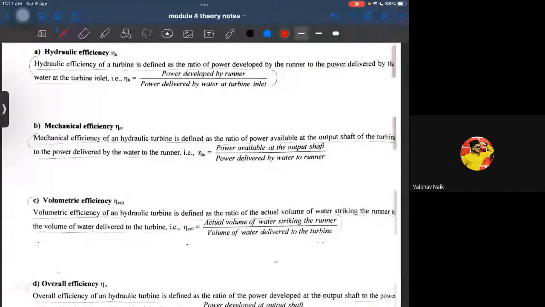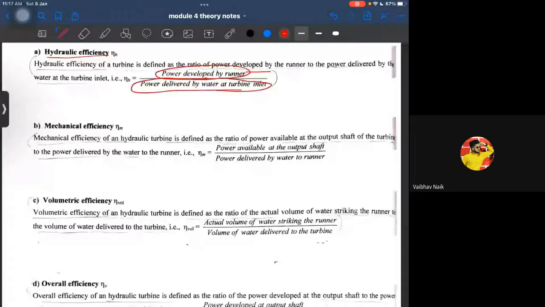In case of hydraulic efficiency, how would you define it? It is the ratio of power developed by the runner to the power delivered by the water at the turbine inlet. You will see that the power developed by the runner is nothing but the turbine P by 60. Power delivered by the water at the turbine inlet, you will see how to calculate this based on your velocity triangle after that.